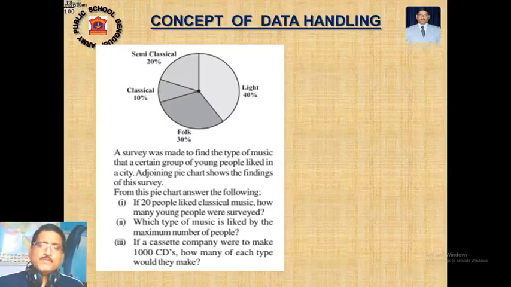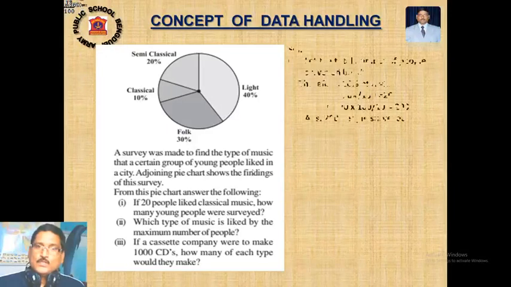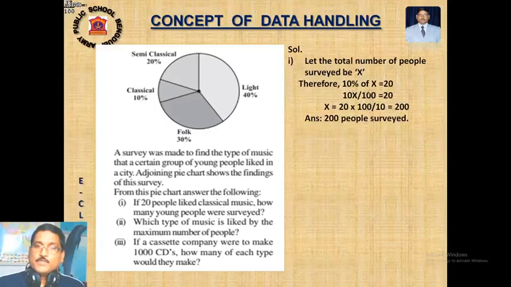Let the total number of young people be X. So how to find out the whole quantity? It is given in your class 7. Okay. So then 10% of the total people X is equivalent to 20 people. Therefore 10% of the total people X equivalent to 20. 10x by 100 equals 20, or x is equal to 20 into 10 by 100. Okay, it is coming 200. That means 200 people were surveyed.